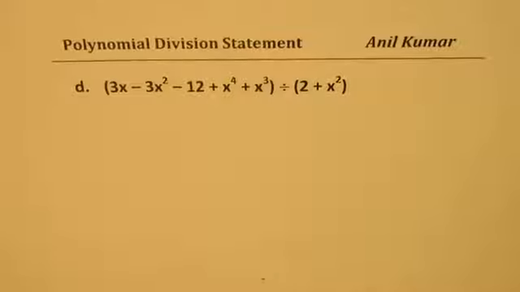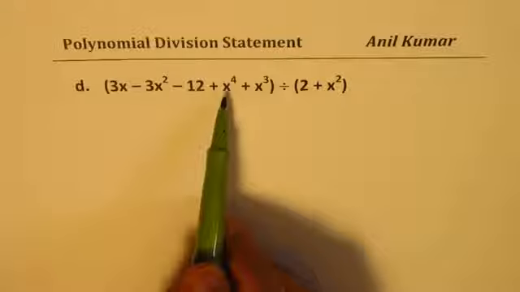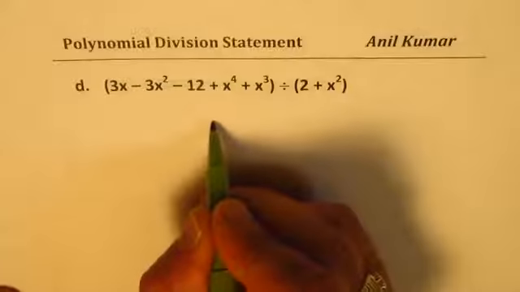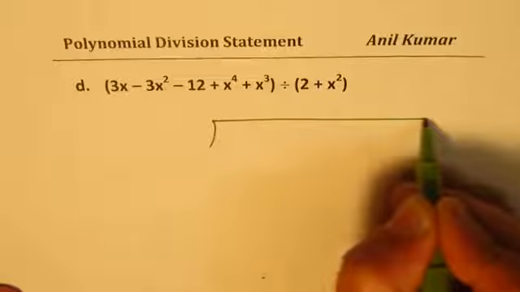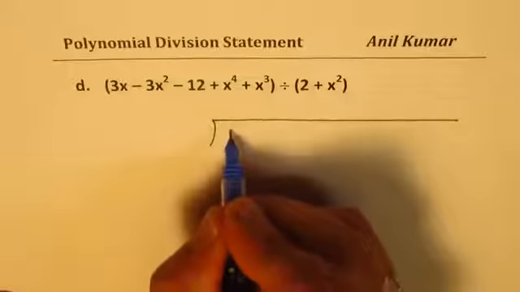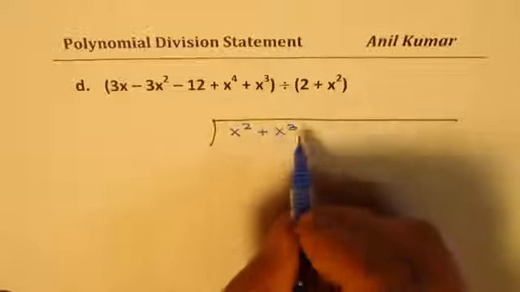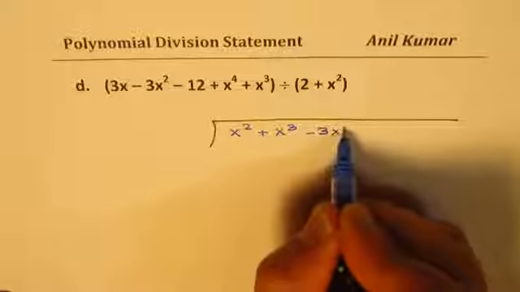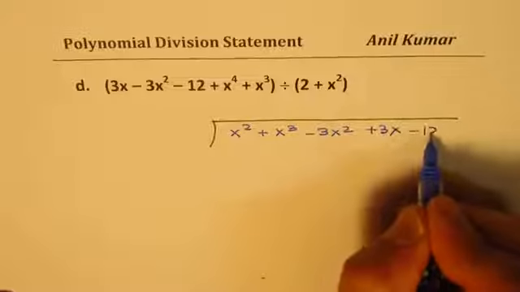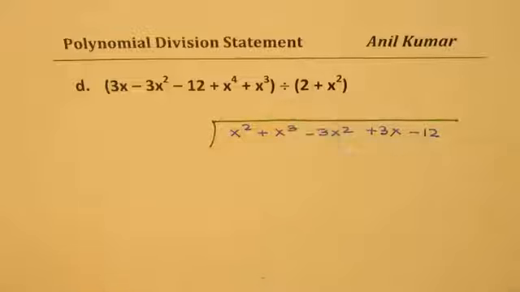Now let's take part D. Now in part D, you notice that these terms need to be rearranged, right? We have x to the power of 4, x cubed, and x squared, they need to be rearranged. So while writing, I'll rearrange them. Okay, so we have here x to the power of 4, and then plus x cubed, and then minus 2x squared, and then we have plus 3x minus 12, right? This has to be divided by 2 plus x squared.